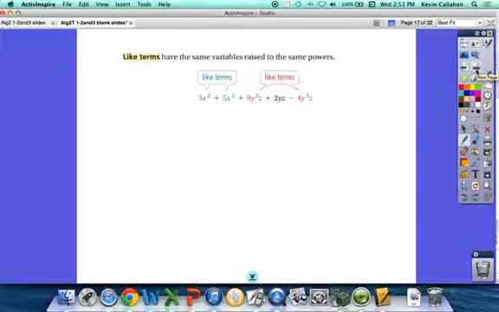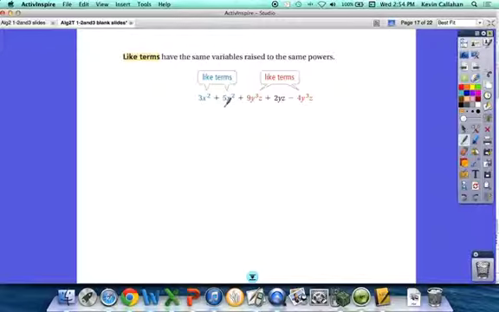Okay, so here we're into the phase of simplifying expressions. Basically you simplify by combining like terms. So what do we mean by like terms? As it says right here, like terms have the same variables raised to the same powers. So for example, 3x squared and 5x squared, they both have x squared. So you can combine them.